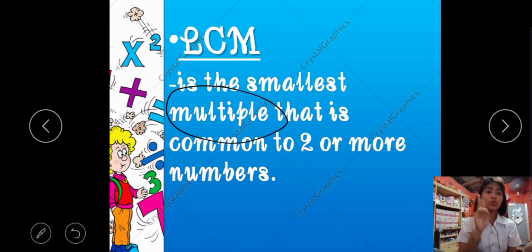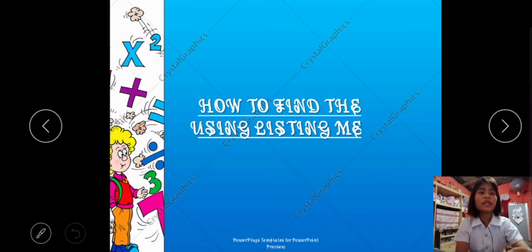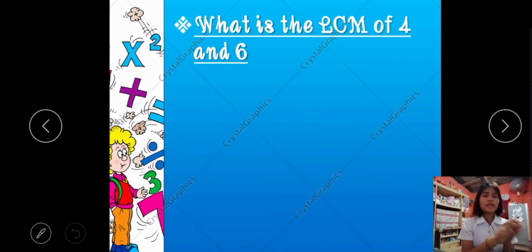I have here the two methods on how to find the LCM. First, let's find the LCM using the listing method. In our first example, the question is, what is the LCM of 4 and 6? To find the LCM of 4 and 6, we need to list the multiples of 4 and the multiples of 6.